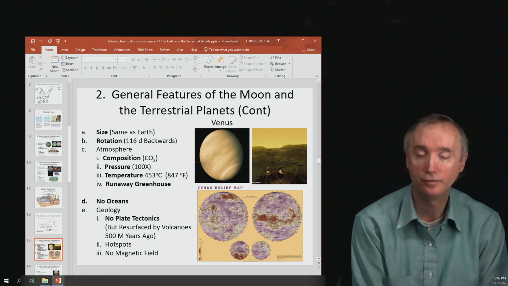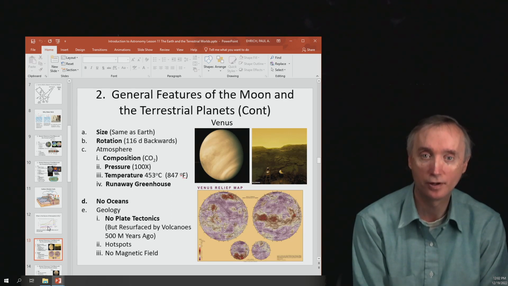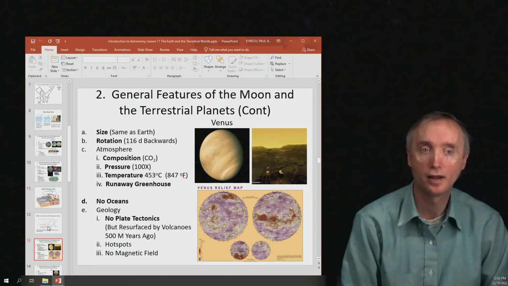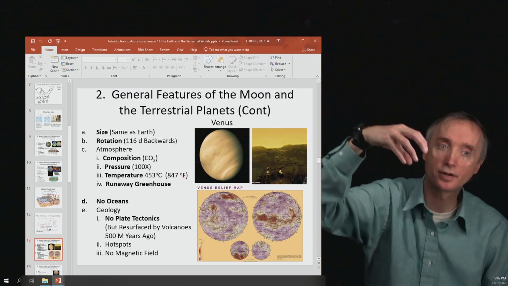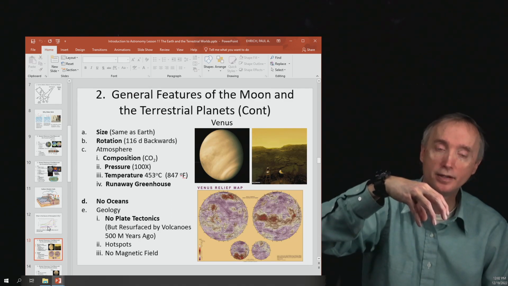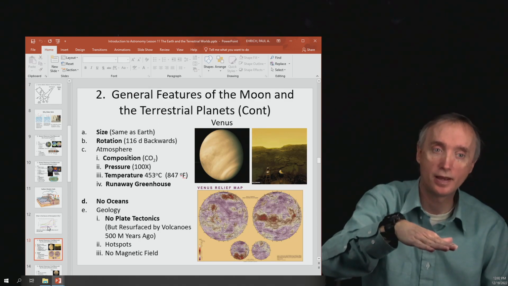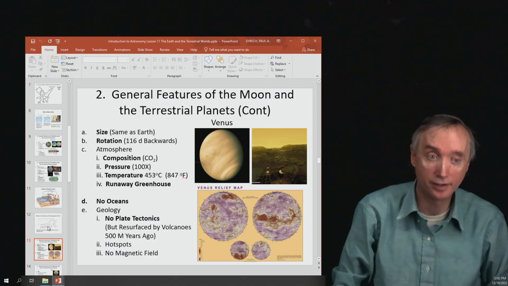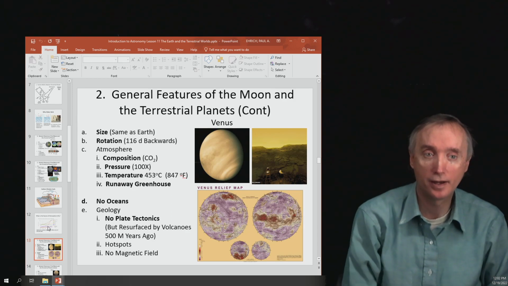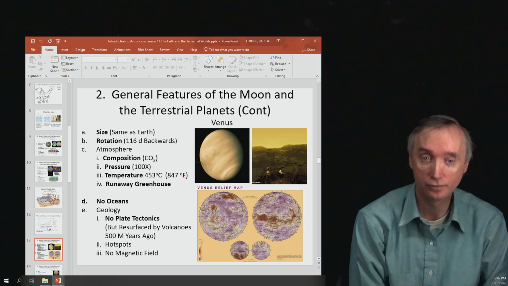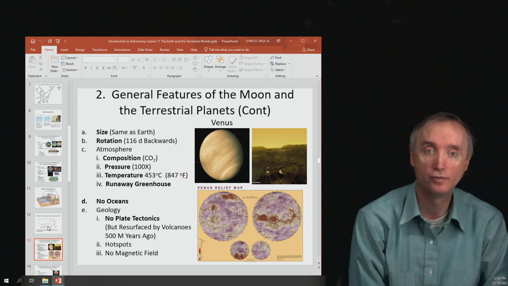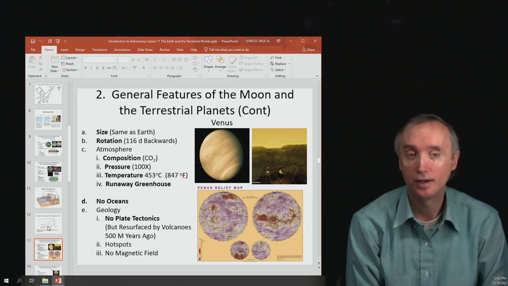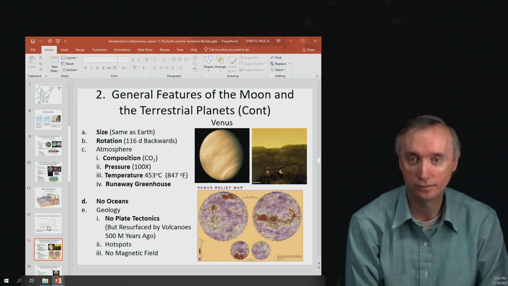Temperature, very, very hot because of the runaway greenhouse effect. So the idea is that sunlight can penetrate the clouds, but then it heats up the surface and then is re-radiated as infrared light, and then that infrared light can't get back out through the clouds. So that's why it's so very hot on Venus. Its oceans have boiled away due to the intense heat.